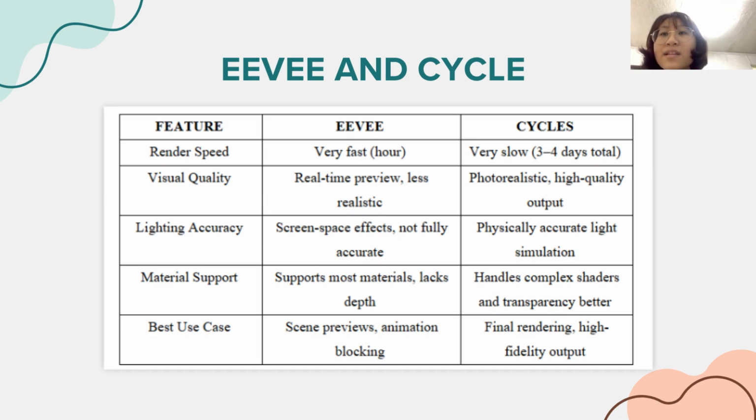And the next is material support. Eevee supports most materials but lacks depth when it comes to complex shaders. Cycles can handle complex shaders and transparency much better, making it more suitable for realistic materials. And the last, best use case. Eevee is great for scene previews and animation blocking, especially when you need speed. Cycles is best for final rendering, where you want high fidelity output for professional results.